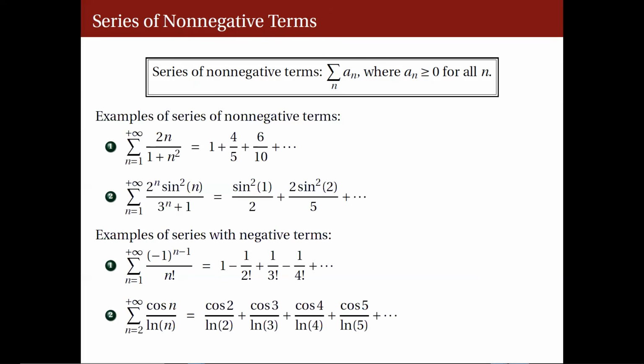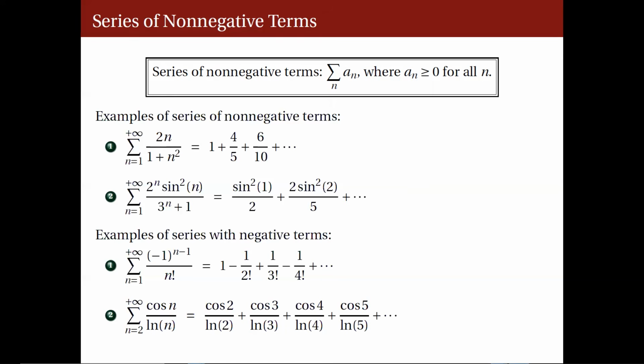Another example, we have the summation from n equals 2 to infinity of cosine n over ln n. Sa unang tingin, mukhang non-negative ang mga terms nitong series. Pero hindi ito totoo. Tingnan natin ang first term when n equals 2. Dahil 2 is greater than 1 at ln ay increasing, it follows that ln 2 is greater than ln 1, which is equal to 0.